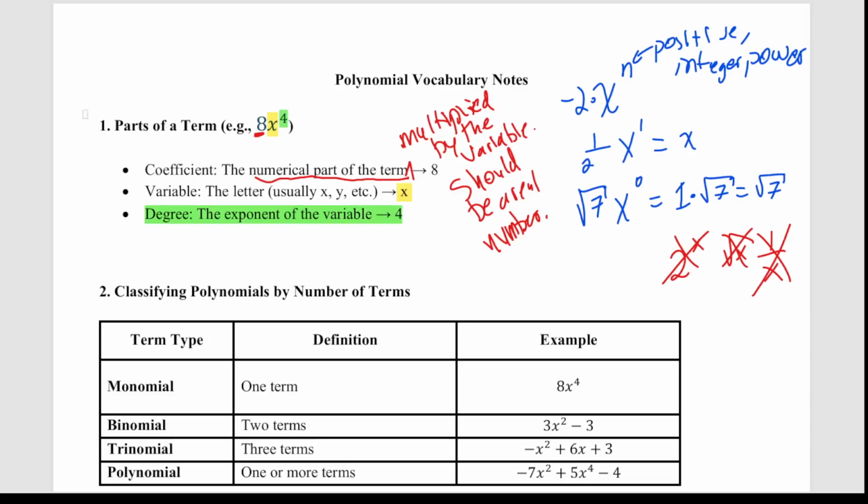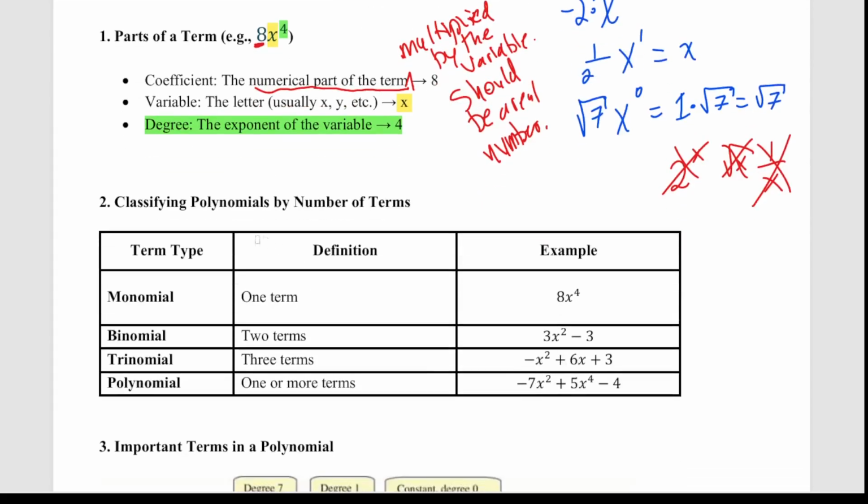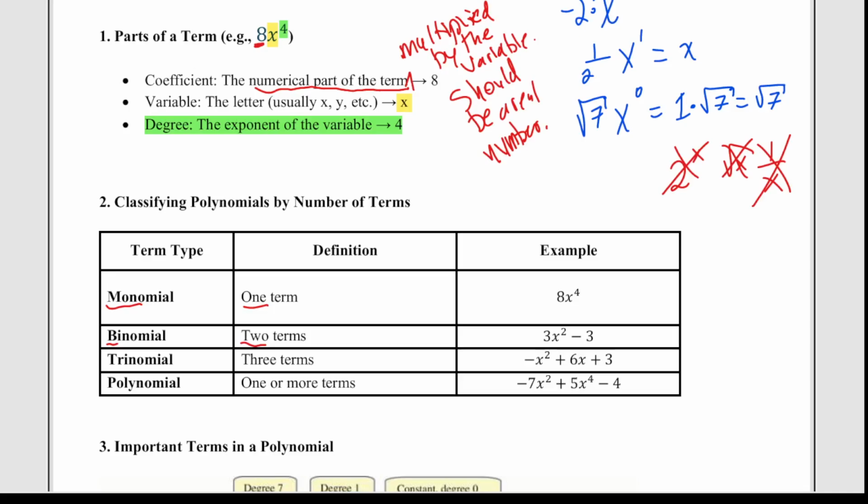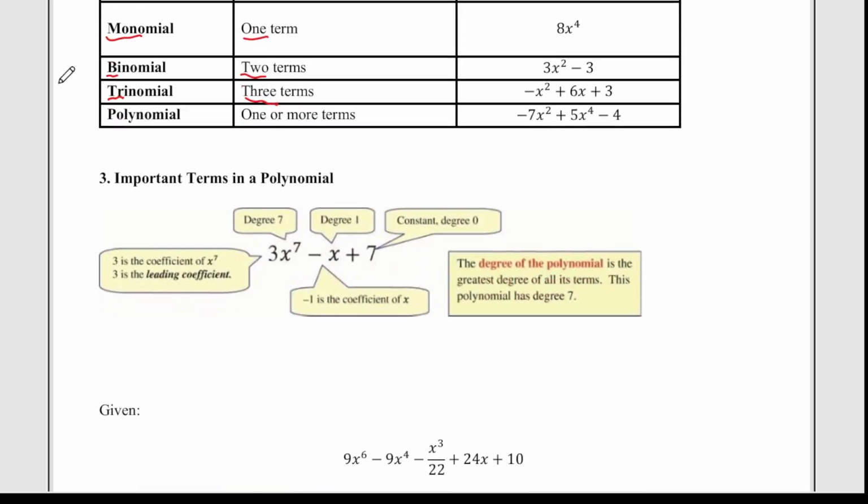In addition to talking about the different parts of a term, you can also talk about different types of polynomials. So a polynomial in general can have whatever many terms you want, but a monomial specifically is going to have 1. A binomial is going to have 2, bi being the prefix that always means 2, such as bicycle. A trinomial is always going to have 3, tri being the prefix that means 3, like tri-state area or tricycle. And all of these would be examples of those various types of polynomials.